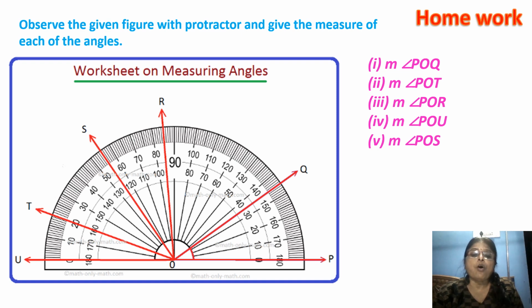Here is the worksheet on measuring angles. Red lines are given here, which give the measurement of the angle. Angle POQ, the measurement is given here. With the help of this measurement, you write the degree of the angle: write the measurement of POQ, then POT, POR, POU and POS. All the measurements are given here.